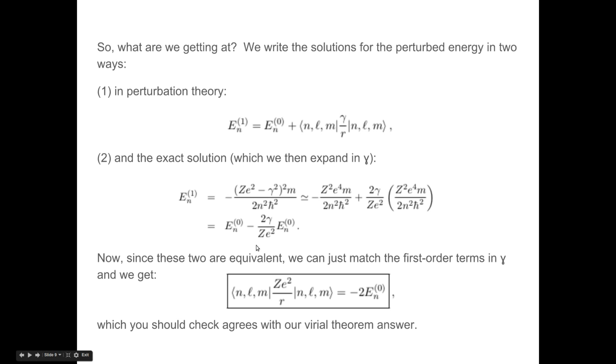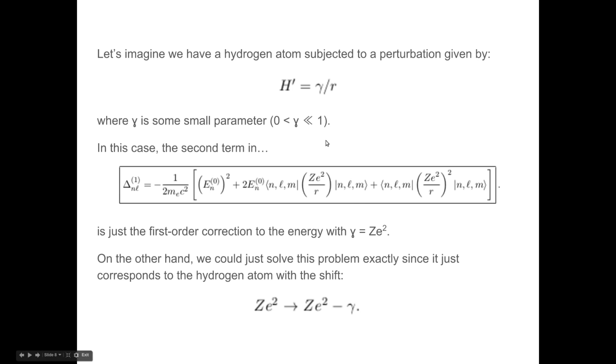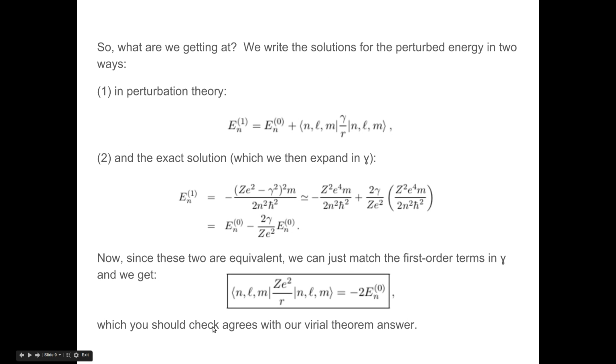So what I find is that when I do that, this guy gives me -2, so that's coming from here, -2 En naught, right? The unperturbed energy. And if you go back and look at the virial theorem, you'll see that it agrees exactly with what we had, okay? So the idea is that you write down the Hamiltonian with some fictitious perturbation, right? Then you consider the same thing, but solve it exactly, right? And then expand and match terms, and you're able to compute these matrix elements, okay?